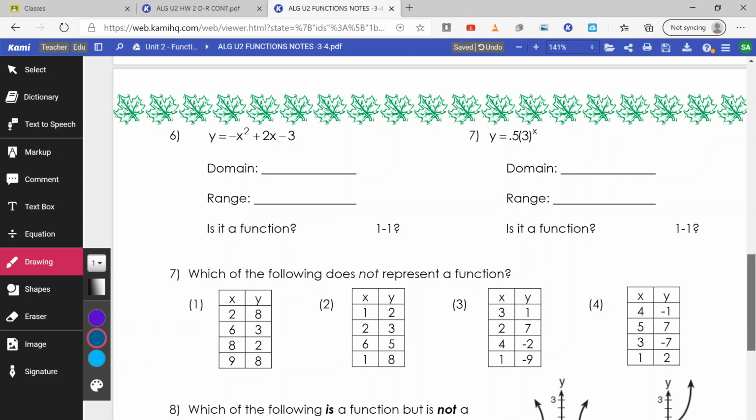Now, numbers 6 and 7 are a little bit different. They give us an equation and ask us about the domain and range. Do we have a function? Is it one-to-one? The easy way to do this would be to use the calculator. And let me get mine out real quickly.